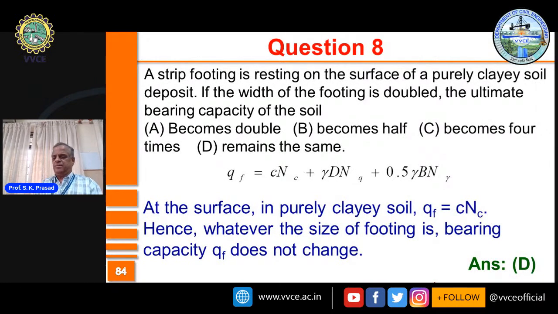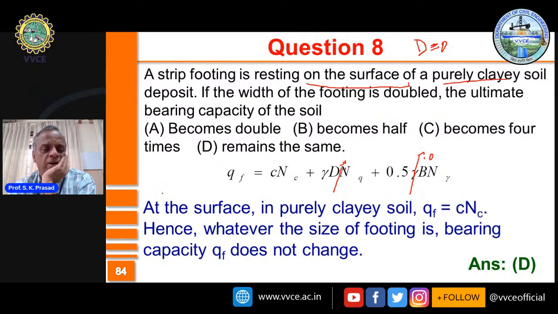A strip footing is resting on the surface. Please note, it is resting on the surface. So depth is 0. And it is a pure clay. It is pure clay. Therefore, second term, third term vanish. You don't have to consider second and third term. So this is not there because depth is 0, and this is not there because it is pure clay. So QF is equal to CNC for strip footing.